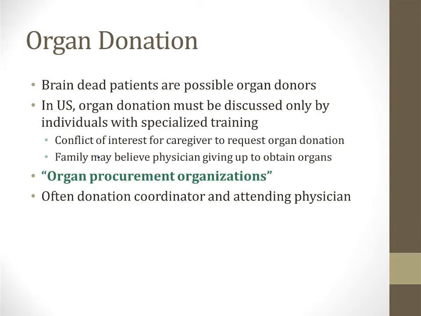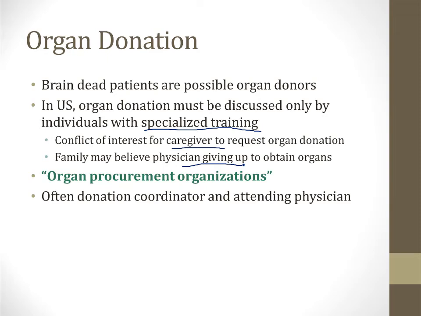For the rest of this video, I'm going to talk about some special situations surrounding informed consent. And the first one is organ donation. So brain dead patients are possible organ donors, but in the United States, organ donation must be discussed only by individuals with specialized training. The reason for this is because it's a conflict of interest for a caregiver to request organ donation. For example, if I am taking care of a patient in the ICU who becomes brain dead, and I tell the family that I would like to harvest the organs of their loved one, the family may believe I am giving up on the patient in order to obtain the organs.